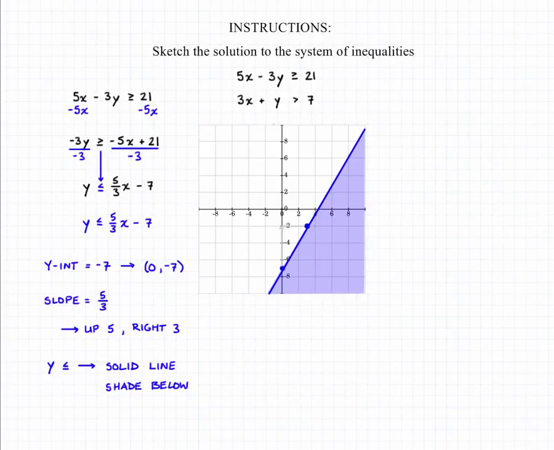And now we're going to use the same approach to deal with the other inequality. We start out with 3x plus y is greater than 7. If we subtract 3x from both sides, we'll have y is greater than negative 3x plus 7. And that will be the inequality that we're trying to look at.